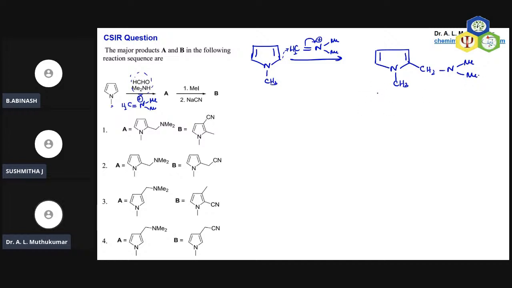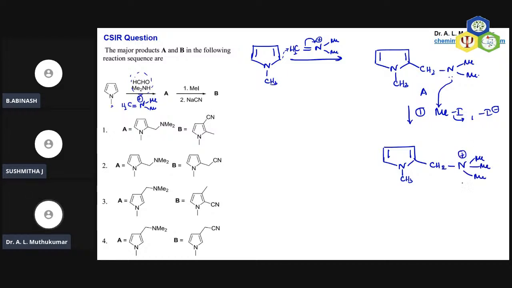Okay, I hope you got the mechanism. So this is A. Now this compound is initially treated with methyl iodide. So what is happening here? This is a tertiary amine, and it has a lone pair of electrons. This lone pair attacks this methyl group. As a result, iodine will be leaving as I minus, leading to the formation of a quaternary ammonium salt. So CH2NMe3.